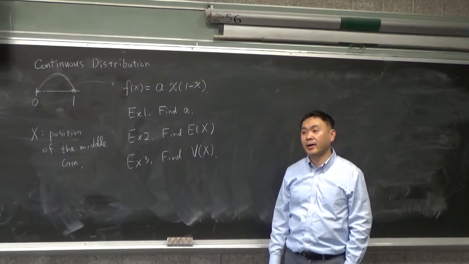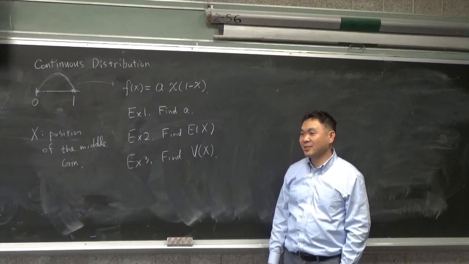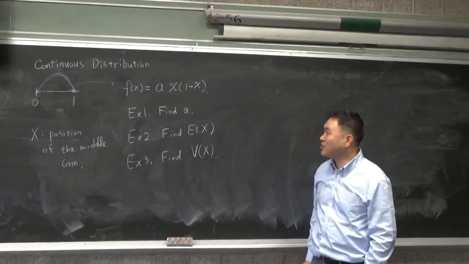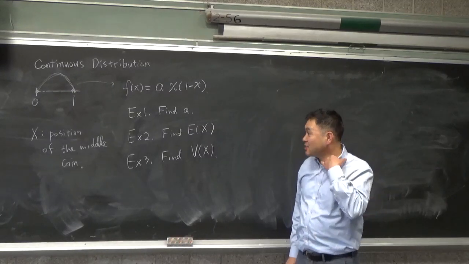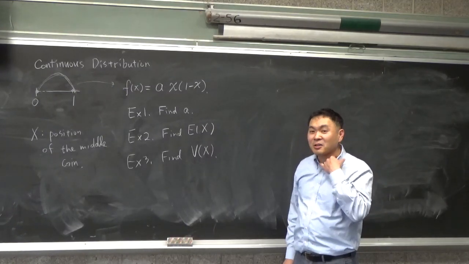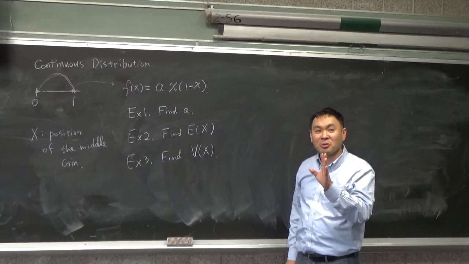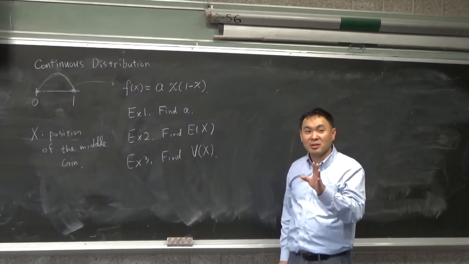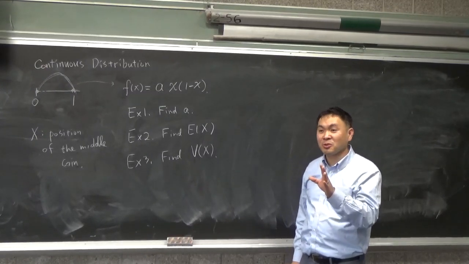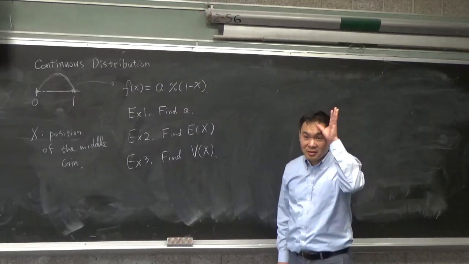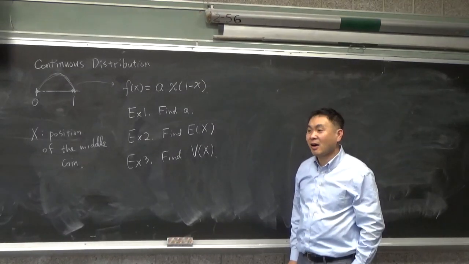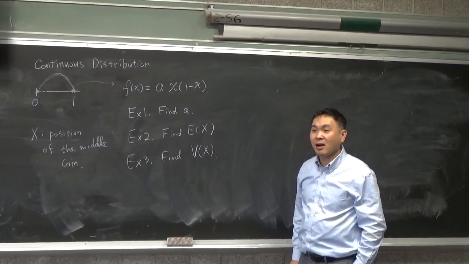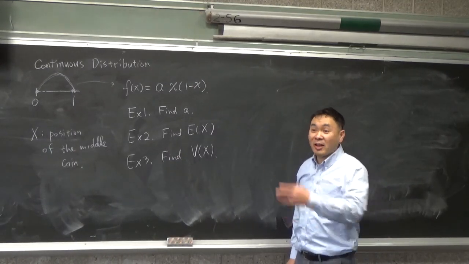Take the derivative, set it equal to 0. No, that's how you find the maximum value. What's a fundamental property that any probability distribution function must satisfy? They all add to 1. They all add to 1, right?